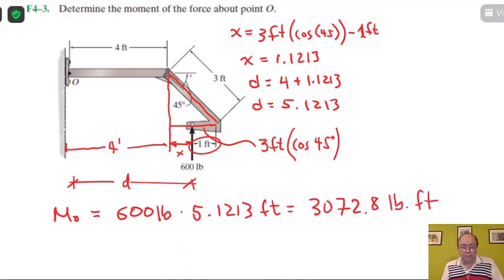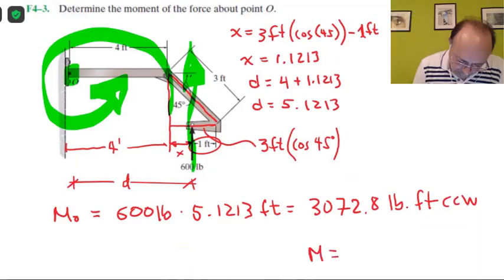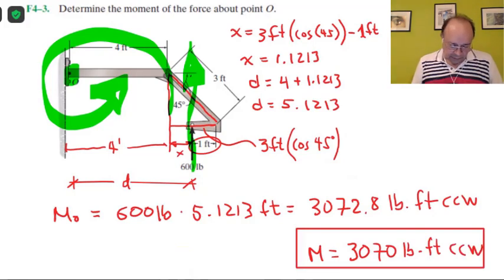And since this is going in this direction, the force with respect to point O produces a rotation counterclockwise. So this will be counterclockwise. So the moment will be equal to 3,072.8 pound-foot counterclockwise. All right.